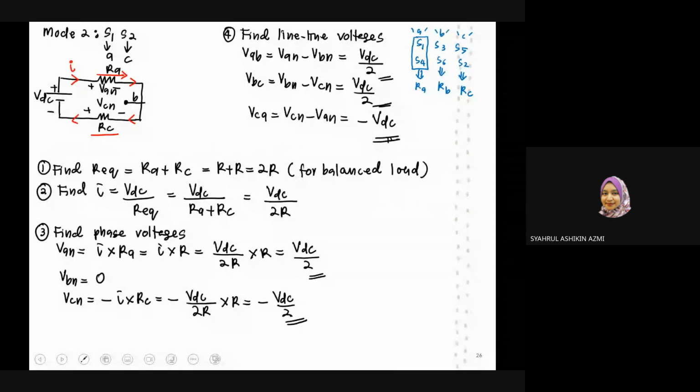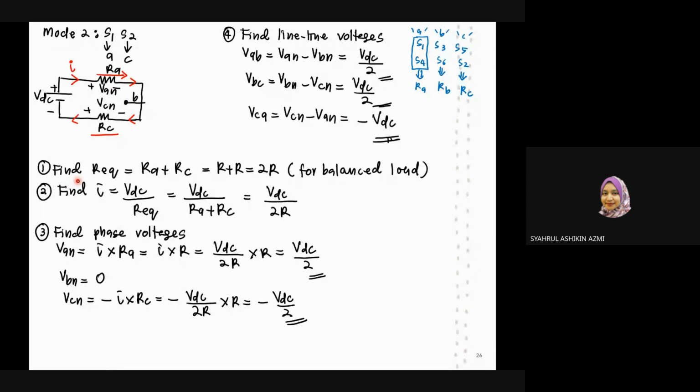Right. Next we draw the equivalent circuit where the input voltage is VDC. Since S1 is the upper switch for phase A, it will be connected to the positive terminal of your DC line voltage. S2 is the bottom switch for phase C, so it will be connected to the negative terminal of your DC line voltage. For mode number 2, no switches are turned on for phase B. So basically your phase B is 0, so VBN will be equal to 0.